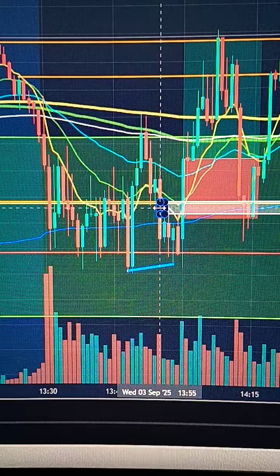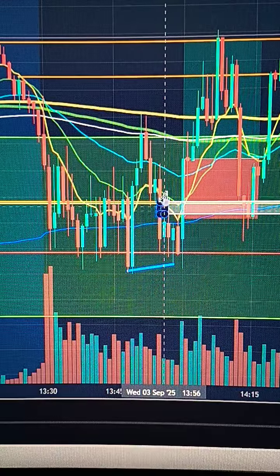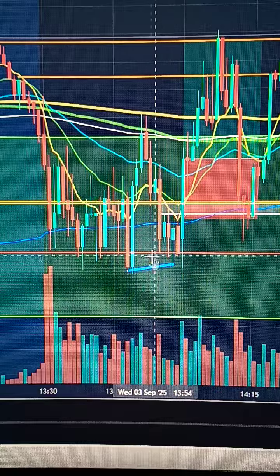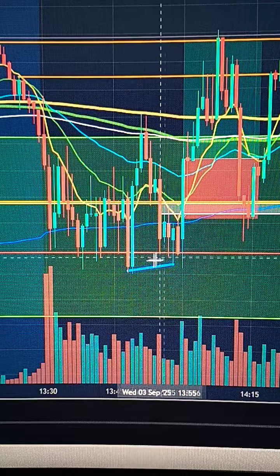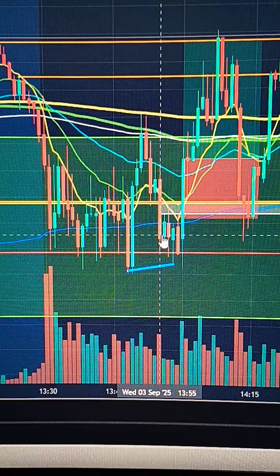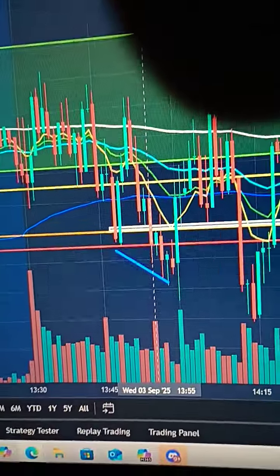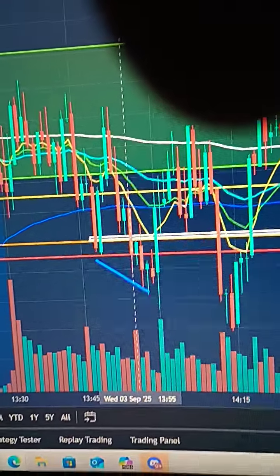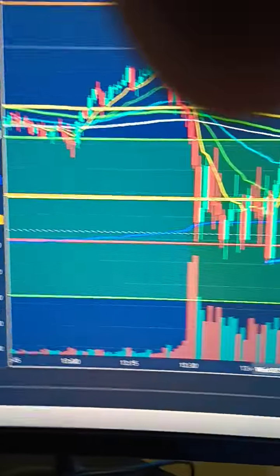On the 1 minute, we did get this gap right here that formed. And at that same time this gap formed, you can see NQ was creating higher lows. At the same time NQ was creating higher lows, ES was creating lower lows, which is known as SMT divergence. In this case, bullish SMT divergence.